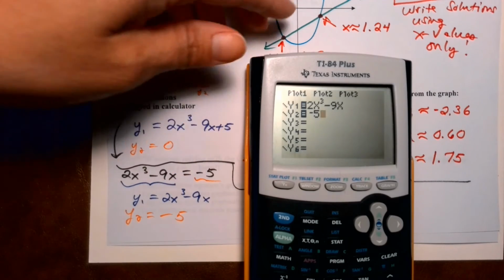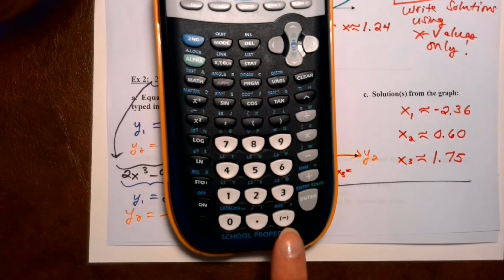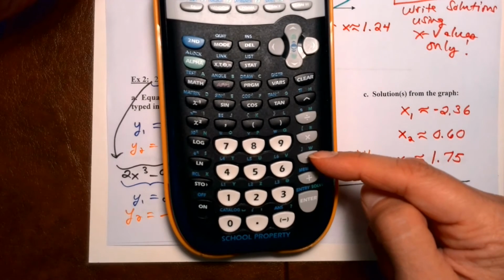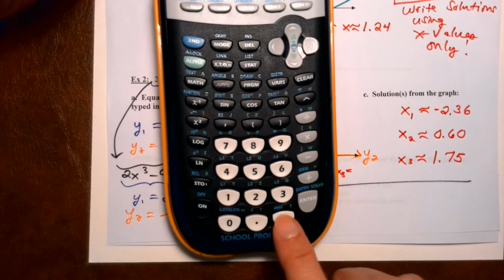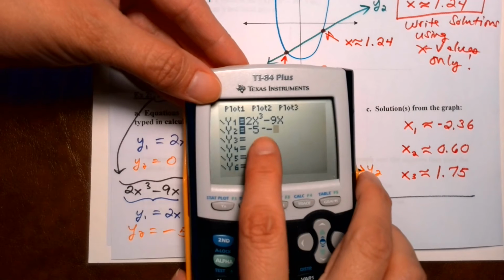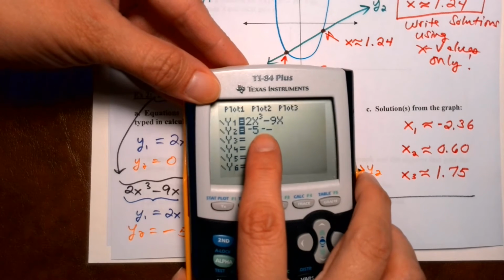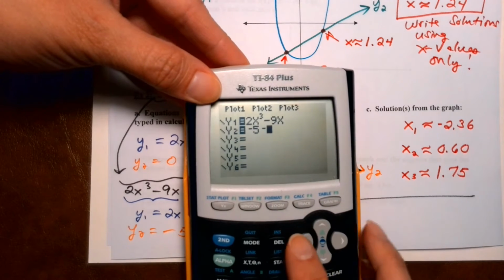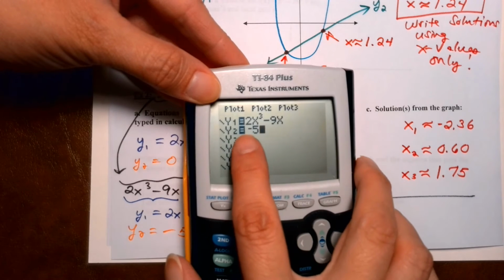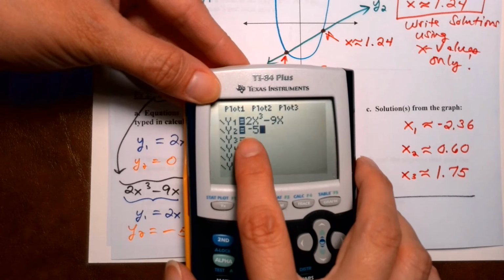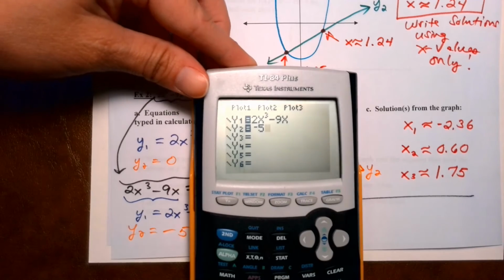Another pointer for you. This is the negative button. This is the minus button. Let me hit negative and then minus. You can see there is a slight difference. Negative is tiny and minus is big. The calculator does have a problem if you put a negative sign there versus a minus sign. So make sure you type the right one.